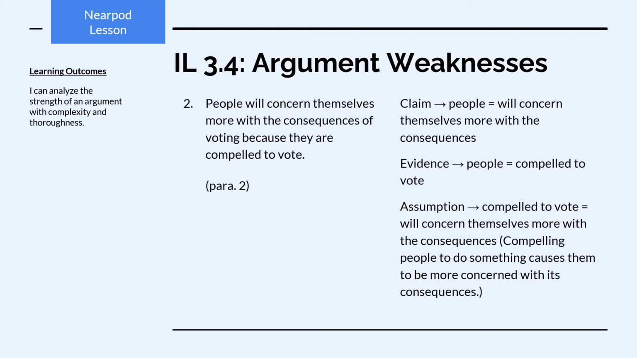Here's another argument that I found that's weak. Number 2, people will concern themselves more with the consequences of voting because they are compelled to vote. And that's an argument made in paragraph 2. Our claim here is that people will concern themselves more with the consequences of voting, and our evidence is that people will be compelled to vote. The assumption here being that compelling people to do something causes them to be more concerned with its consequences.